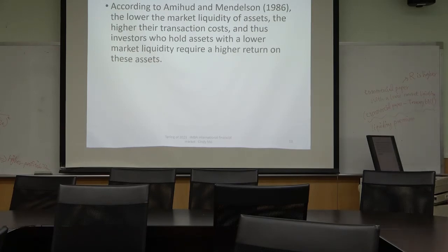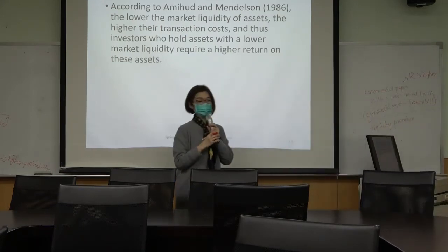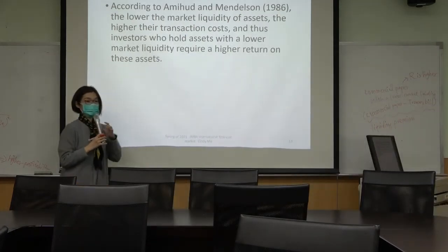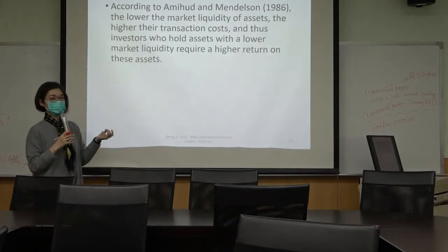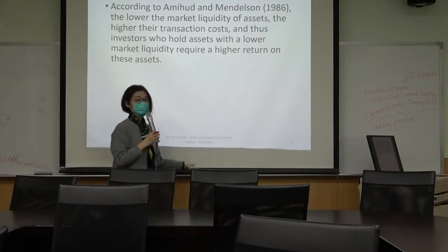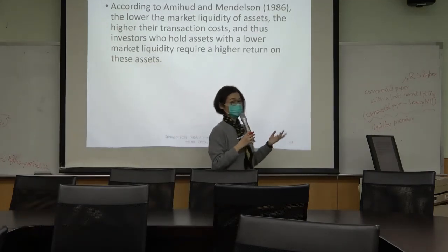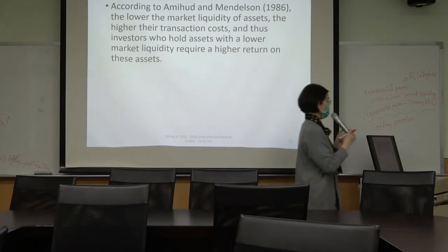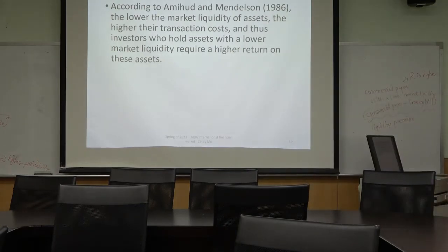Because as compared to commercial paper, the Treasury bill has a higher market liquidity. When we convert the Treasury bill into cash or currency, it takes less time and the transaction cost is lower. So as compared to the Treasury bill rate, the commercial paper rate might be higher. The difference between the commercial paper rate and Treasury bill rate we call the liquidity premium.